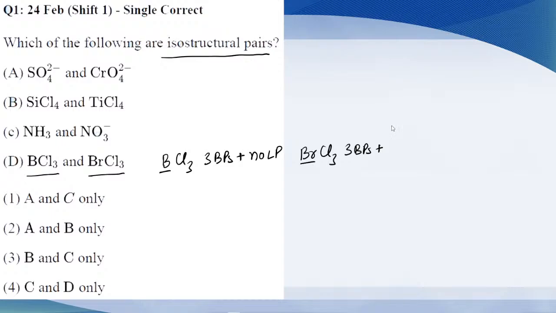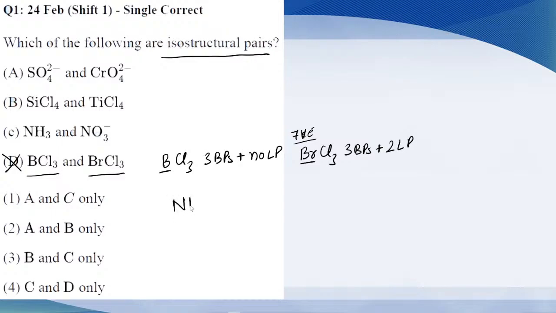There are seven valence electrons of bromine. Three electrons are used, four electrons are left unshared, so two lone pairs. Very good. That means they are not isostructural because the bond pair and lone pair should be the same.